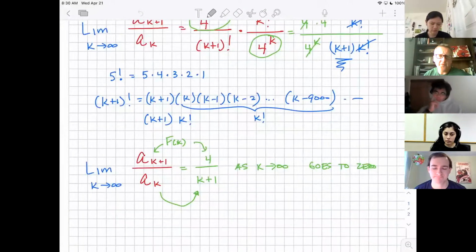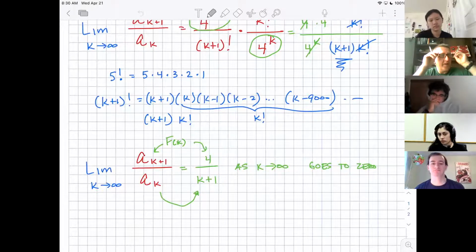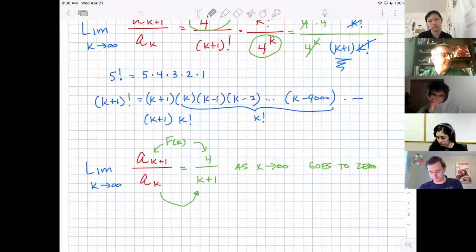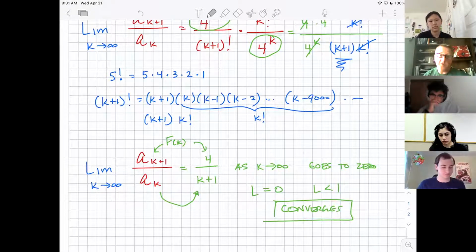We saw it, we sort of knew it was going to converge based on what we saw in Excel. This is the proof that it actually is going to converge. So L is 0. L is less than 1. So this thing converges. We don't know what it converges to. We know it's about 54.